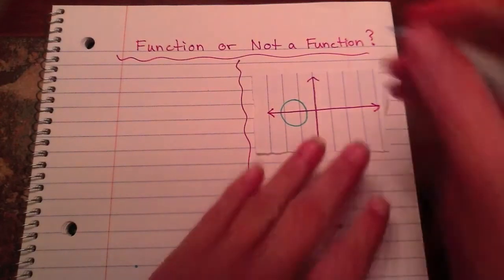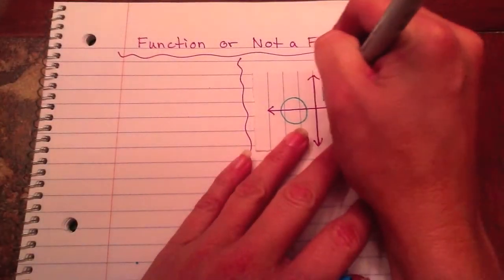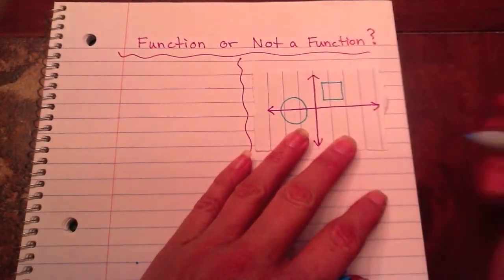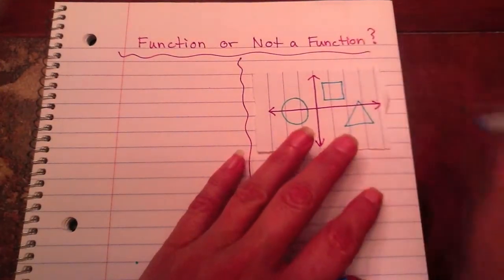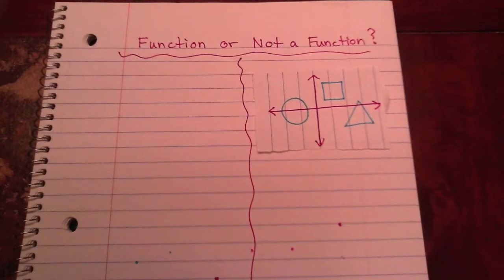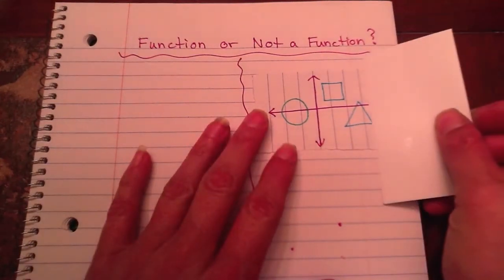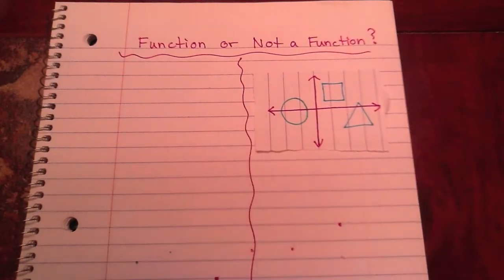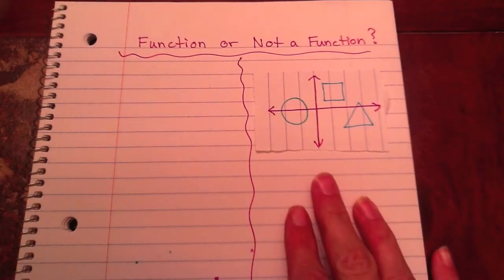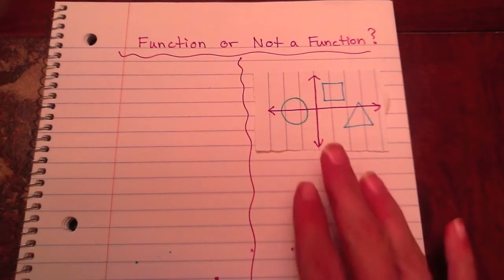And this will be any of these shapes. You could go ahead and add a square or rectangle on there, triangle, any shape like that. You're going to end up crossing more than once at a time. So not functions. Hit pause if you're not done, otherwise we'll go on to the next one.